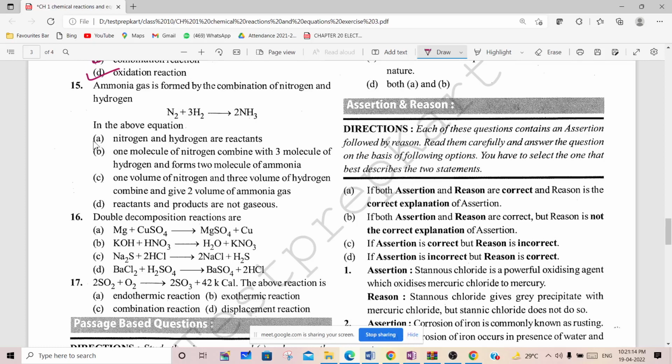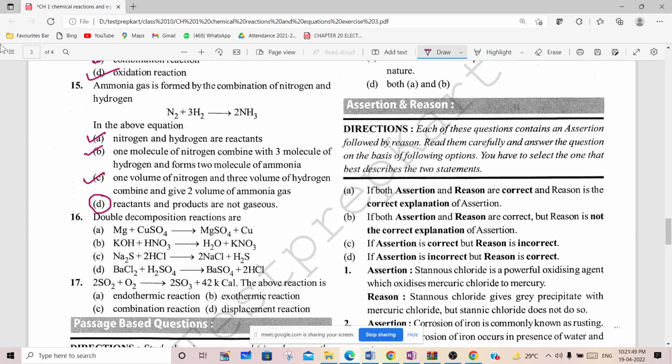Nitrogen and hydrogen are reacting. One molecule of nitrogen combines with 3 molecules of hydrogen and forms 2 molecules of ammonia. And C part, one volume of nitrogen, 3 volumes of hydrogen. This is also correct. D part is wrong, right? Yes, sir. They are not gases. All these are gases, right?